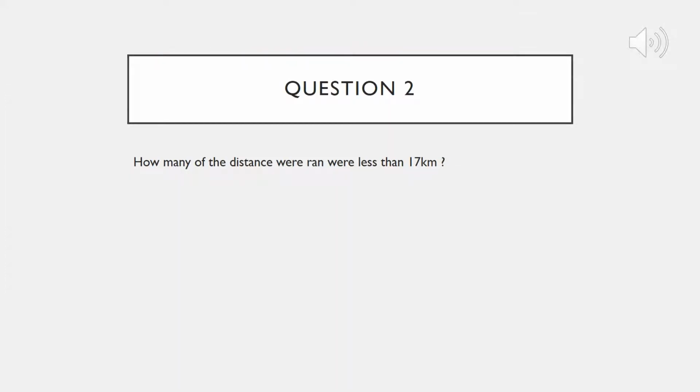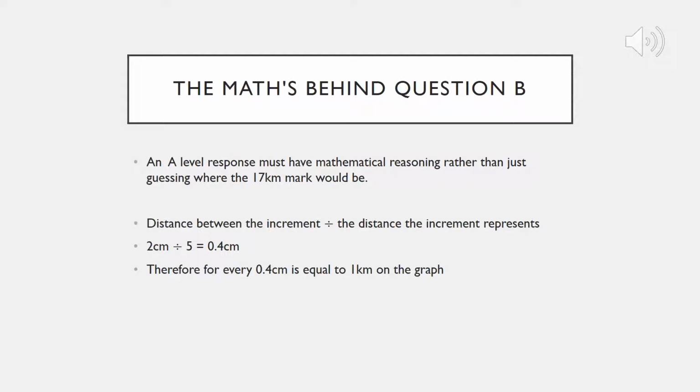Question B states, how many of the distances ran were less than 17 kilometers? To solve this question at a high standard, the student must have logic behind their response, rather than guessing where the 17 kilometer mark would be located. In order to calculate where the 17 kilometer mark would be, we're going to divide the distance between the increment by the distance the increment represents. So we're going to divide 2 centimeters by 5. This equals 0.4. This means that every 0.4 centimeters is equal to 1 kilometer.